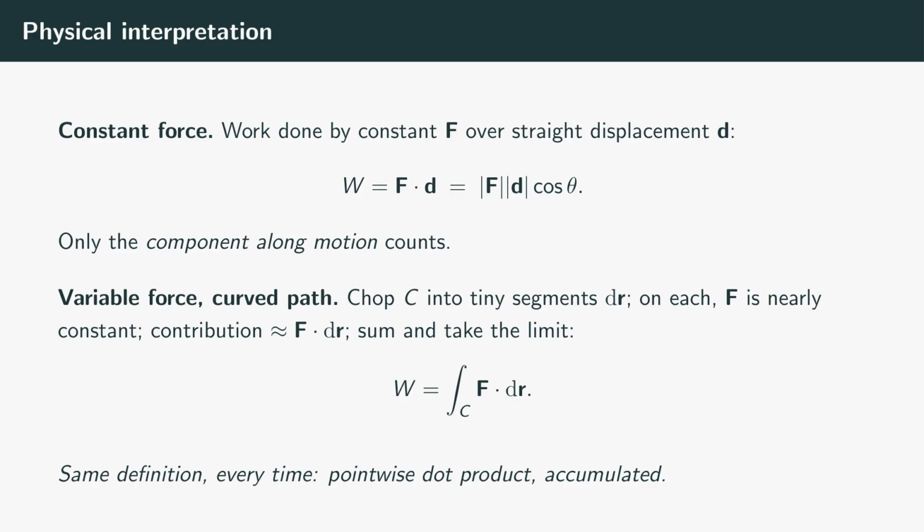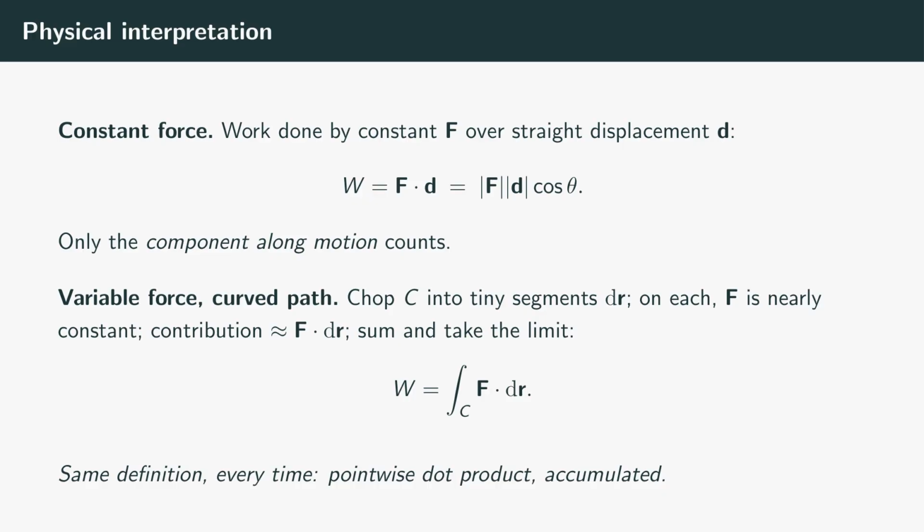Now generalize. The force varies from point to point, a vector field, and the path is curved, a parametrized curve. Locally, over a tiny segment dr, the force is nearly constant. The infinitesimal work is F dot dr. Add all the infinitesimal contributions along the curve and you get the line integral over C of F dot dr. That is exactly the definition we just wrote down.